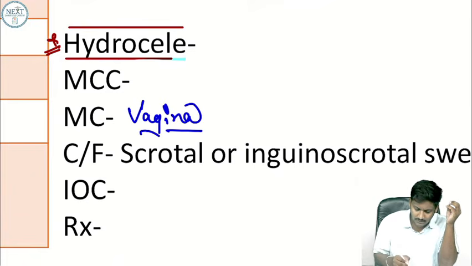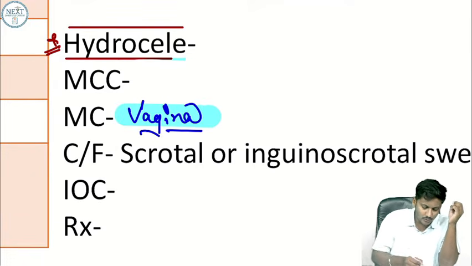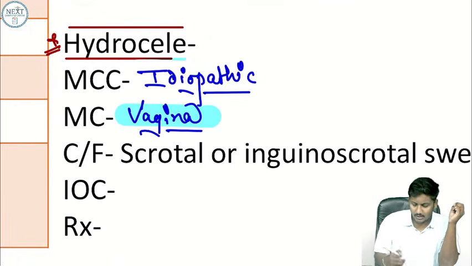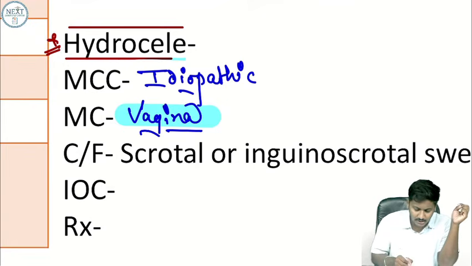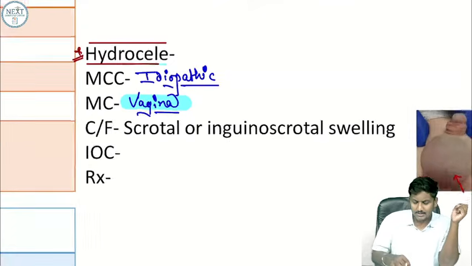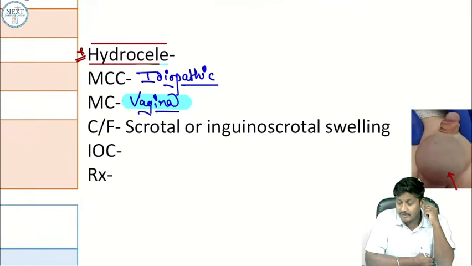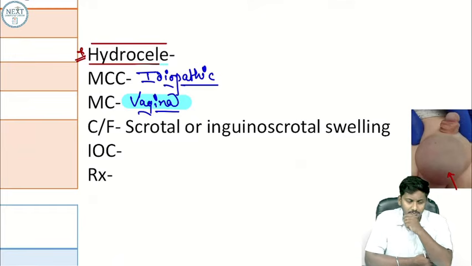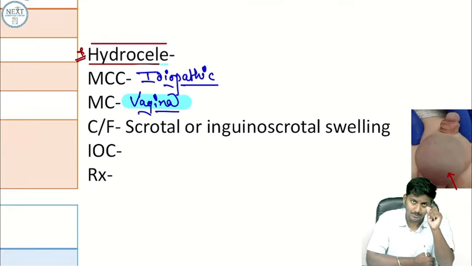Most common cause, if they ask you, beta, remember, definitely the most common cause is idiopathic. The primary hydrocele is mainly idiopathic in nature, but secondary hydrocele can be secondary to infections, beta. Secondary hydrocele develops due to infections like, let me know in the chat box, which infection? Which condition develops a secondary hydrocele?